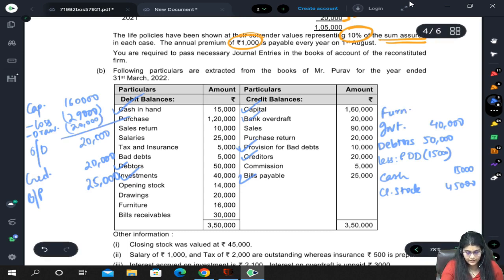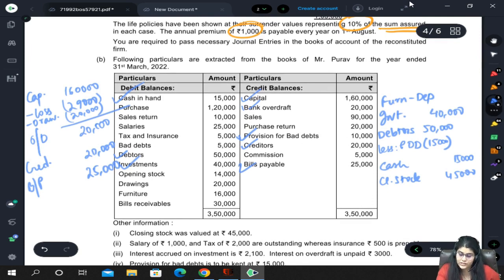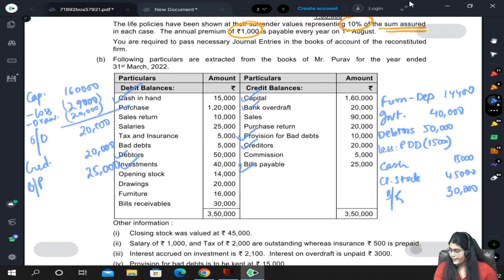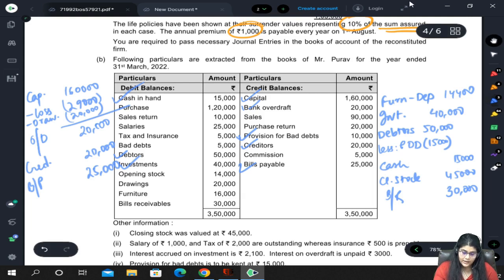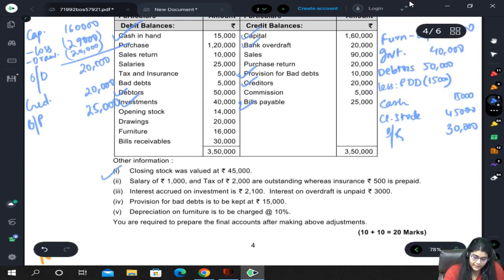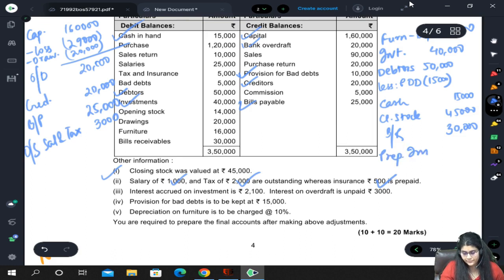Furniture less depreciation, it will be shown net of depreciation. So 16,000 minus 1,600, which is 14,400. And bills receivable of 30,000. Now, coming to the additional information, closing stock we have adjusted. Outstanding salary and tax totaling to 3,000 will be shown on liability side. 500 prepaid insurance shown on asset side. Interest accrued 2,100. Interest unpaid 3,000.